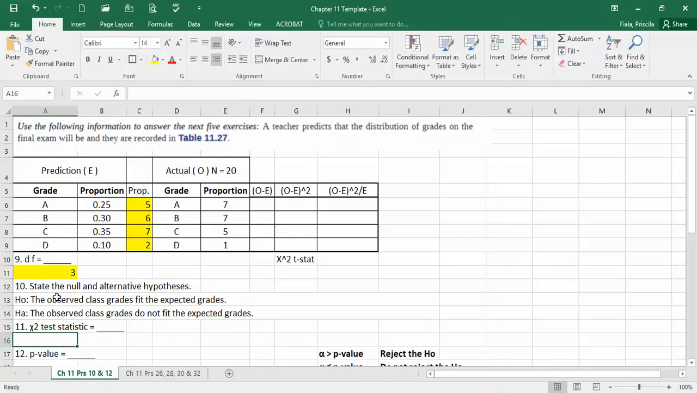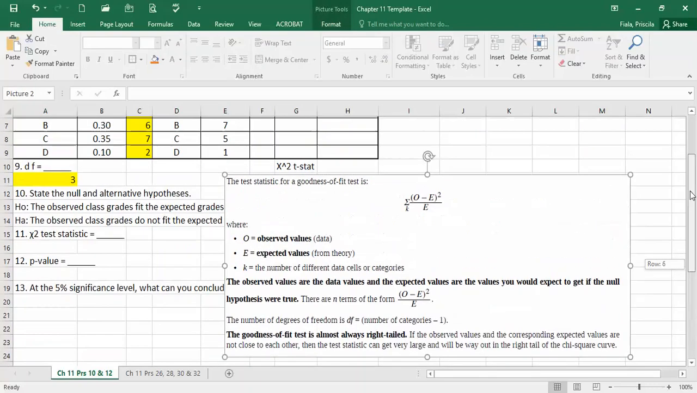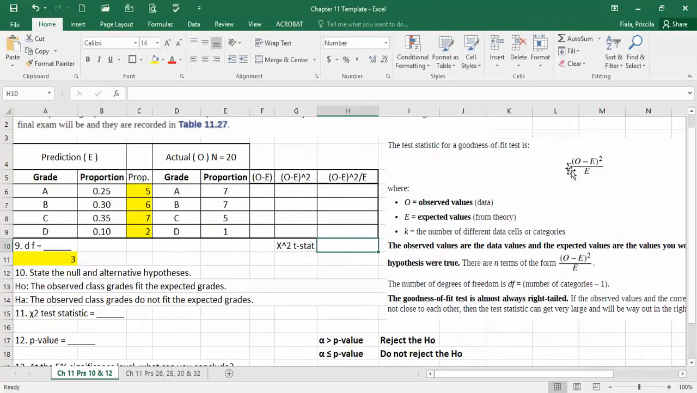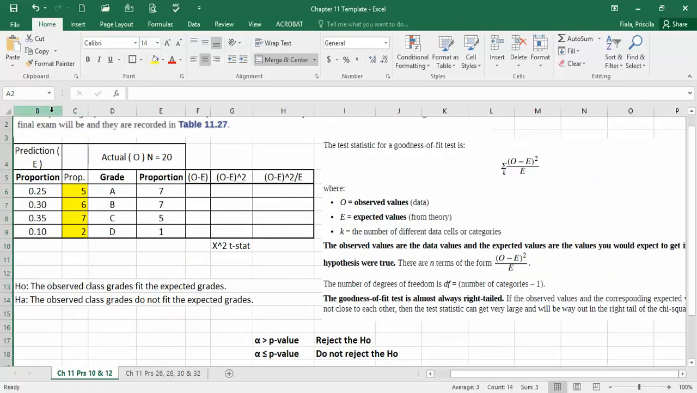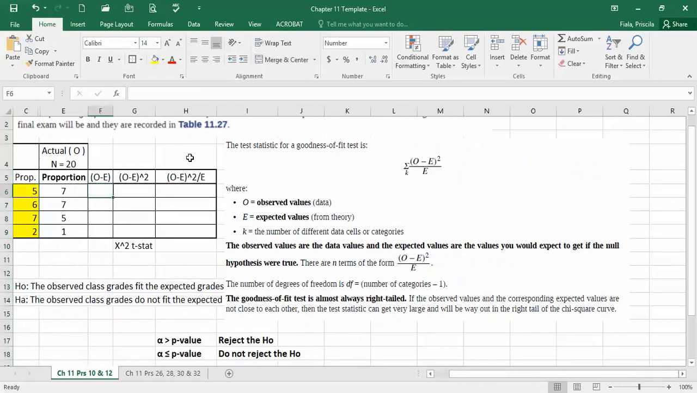Now, my chi-square test statistic. That's why I have the rest of the formulas over here. Where did I get them? From the summary of your book, which I put over here. So in the end, right here, I'm going to have this formula: the sum of the observed values minus the expected values, squared, divided by the expected values. I did it one by one so you can see how I get to the end. I'm going to hide the information you don't need right now so you don't get confused.